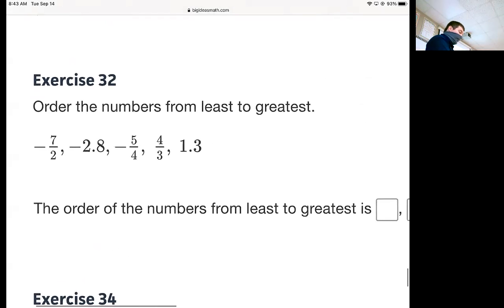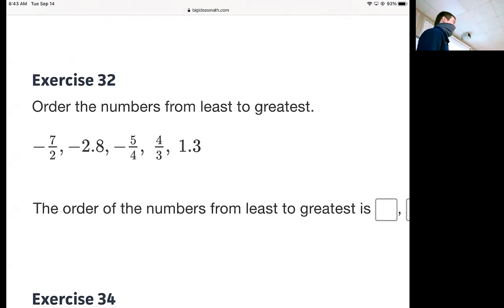Now, while she's doing that, number 32 has how many fractions? 3. So I have 3 that I have to do. I would convert them into mixed numbers again. How many times does 2 go into 7? 3 times with 1 left over. So this is negative 3.5. What's a half as a decimal? 0.5. So this is negative 3.5. See, I'm not even using division.